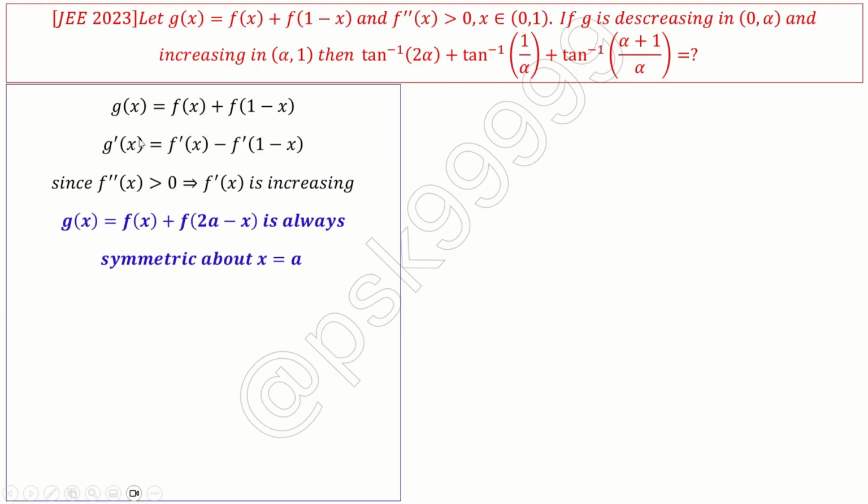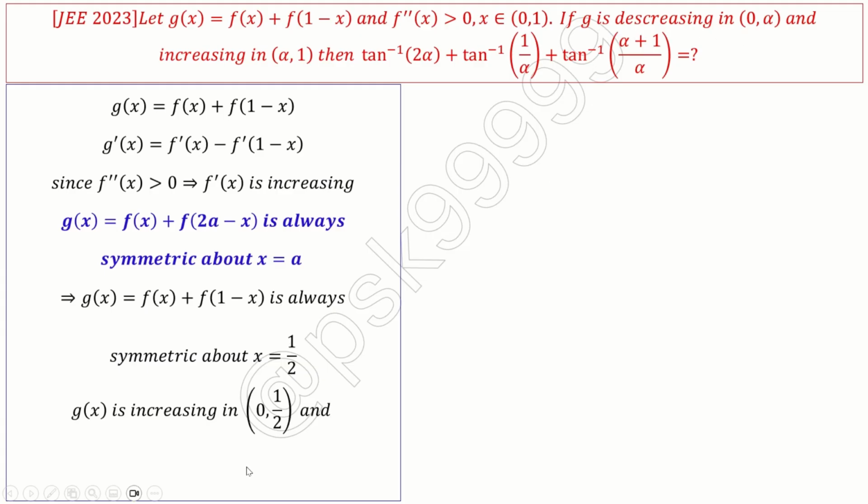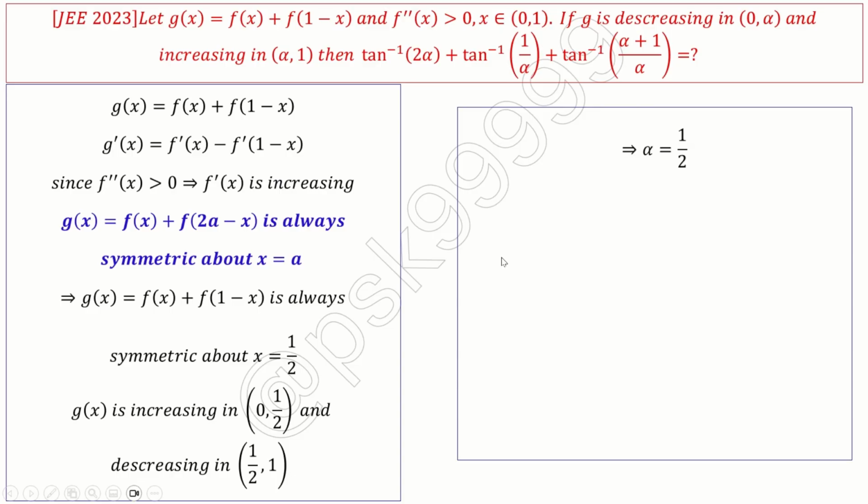Now look at our given function g of x, also in this form, f of x plus f of 1 minus x, which means this is symmetric about 1 by 2, correct? This is always symmetric about x equal to 1 by 2, which means a symmetric function increases up to this point and then decreases, correct? So g of x is increasing in 0 to half and decreasing in half to 1. Once you know this, this is my alpha. My alpha is nothing but half, correct?